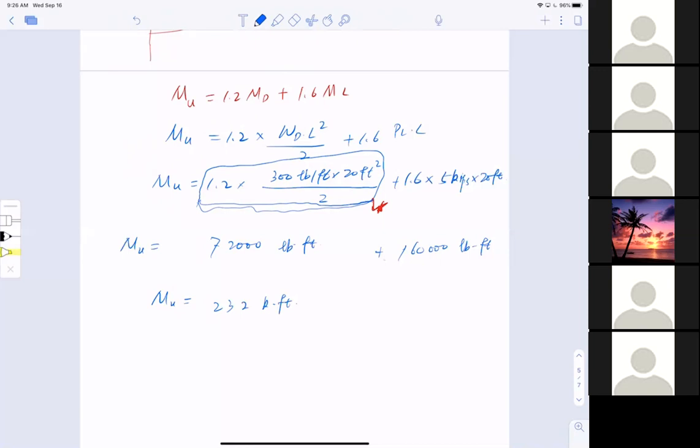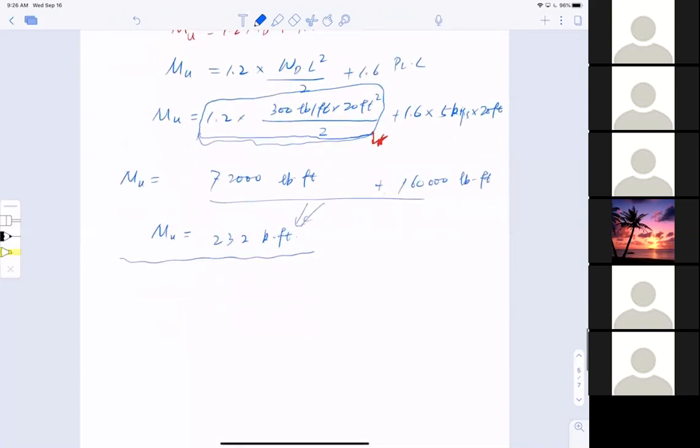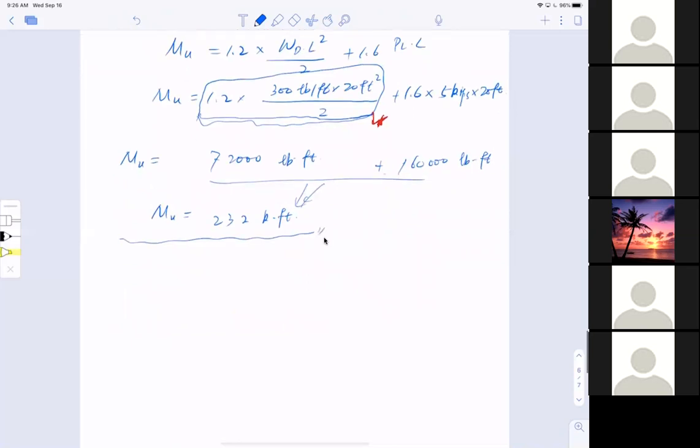Marshall, can you help me check if this number makes sense? Just simply add them together. Does that make sense? Yeah. Okay, good deal, thank you. So that's the applied moment. So now we know how much moment we have to design for. Simply, we just need a phi Mn bigger than this value here.